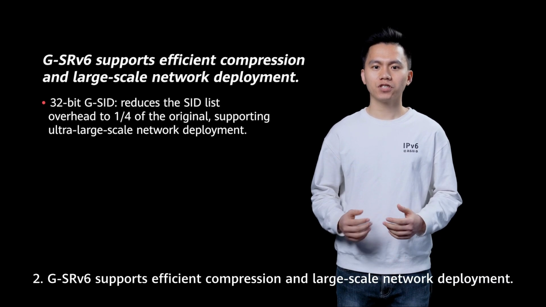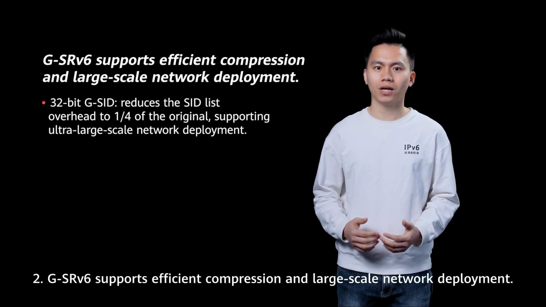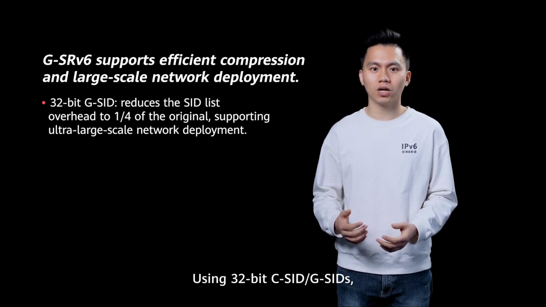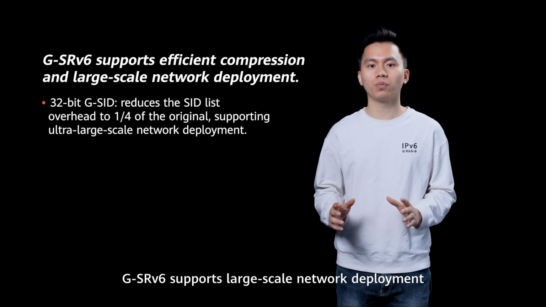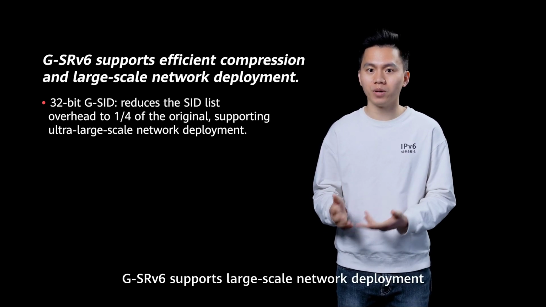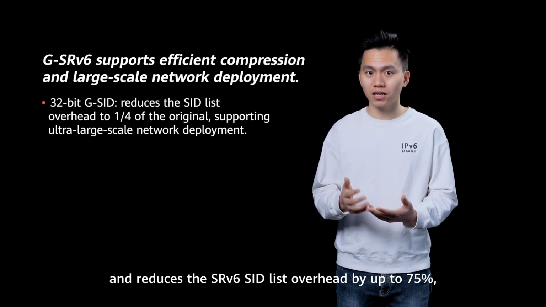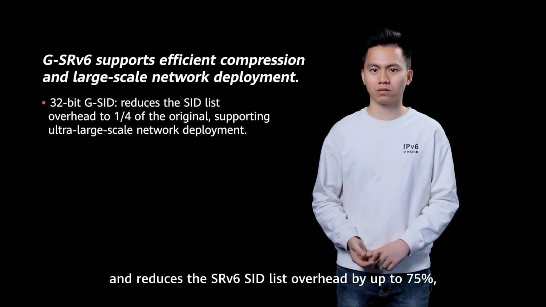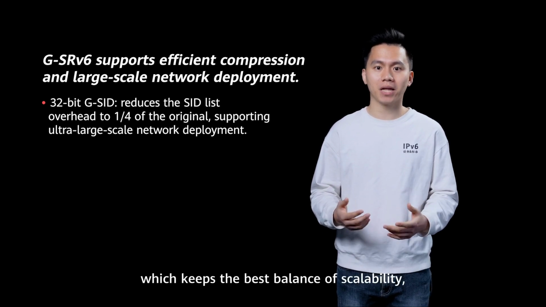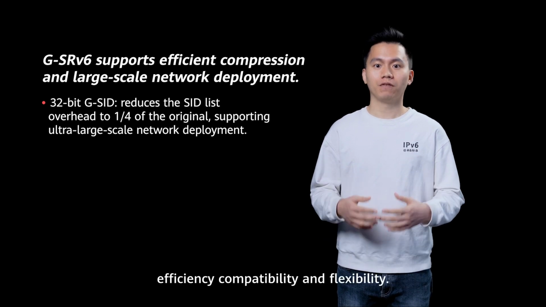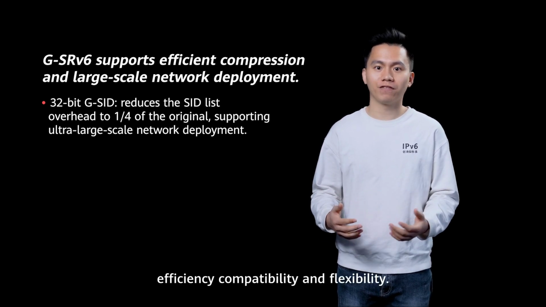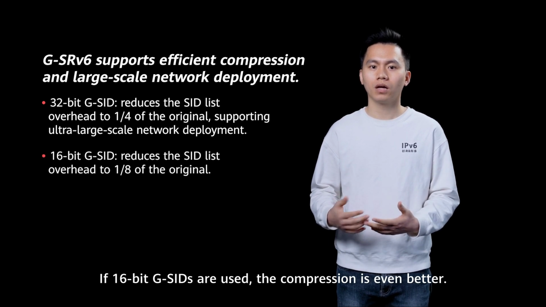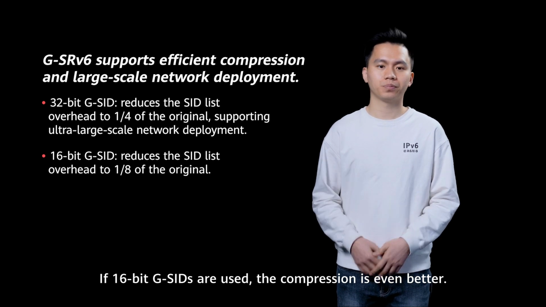Secondly, G-SRv6 supports efficient compression and large-scale network deployment. Using 32-bit CC, G-SRv6 supports large-scale network deployment and reduces SRv6 segment list overhead by up to 75%, which keeps the best balance of scalability, efficiency, compatibility, and flexibility. And if you are using 16-bit G-SRv6, then the compression can be better.